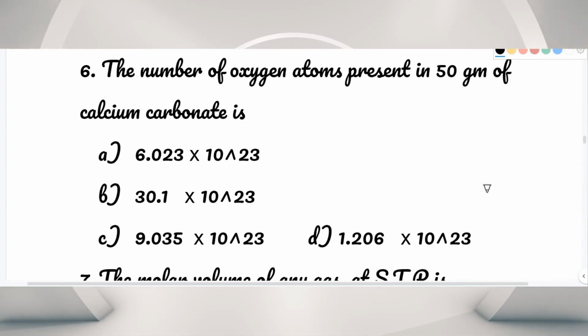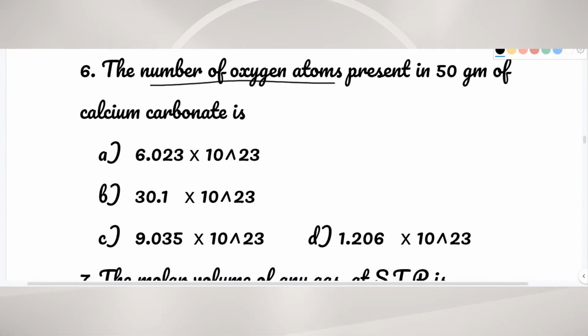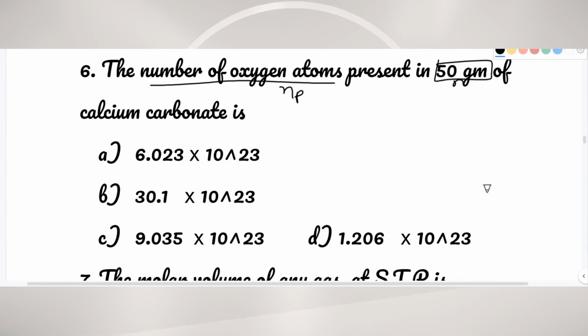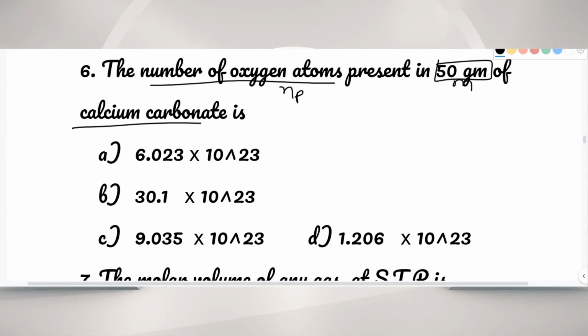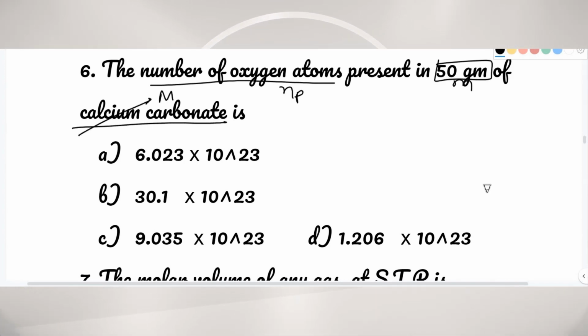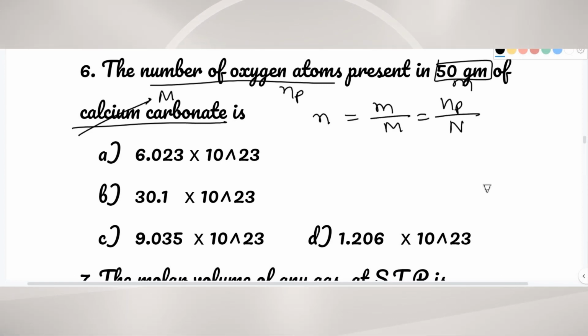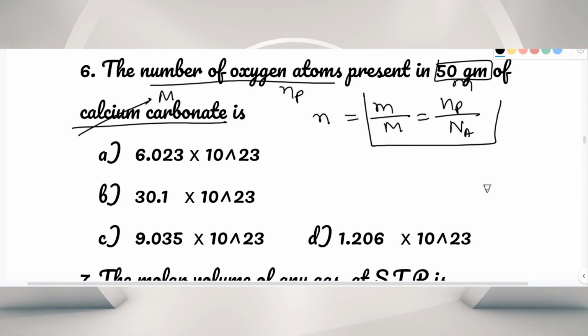Moving ahead, sixth question. Number of oxygen atoms. They are asking us to calculate the number of particles present in 50 grams. This is the given mass. In calcium carbonate, this we'll use to calculate the molar mass. Let's do it. Number of moles is given mass by molar mass, equal to number of particles by Avogadro number. This is the formula that we are going to use.